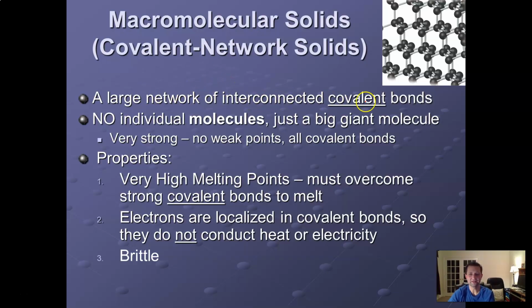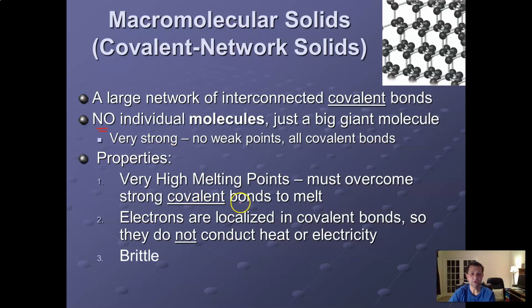Large network of interconnected covalent bonds, talked about that. No individual molecules, talked about that. Very important. That makes this extremely strong. A covalent bond is definitely stronger than an intermolecular force. So that intramolecular covalent bond is definitely harder to break than an intermolecular force like a dipole-dipole or even hydrogen bond attraction would be.